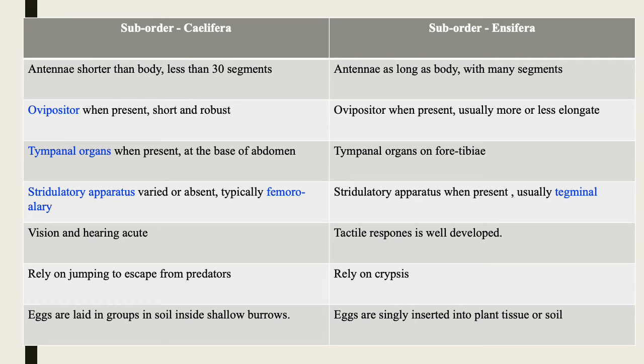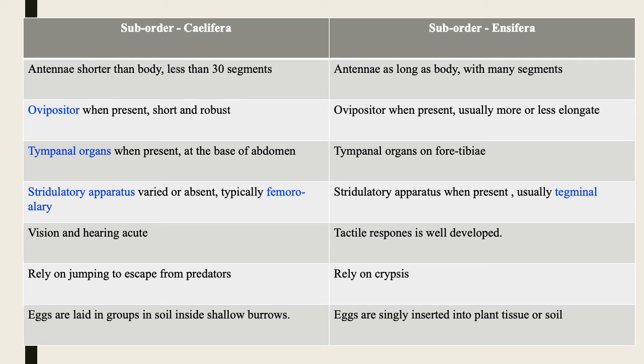In Coelifera, the ovipositor, when present, is short and round, whereas the ovipositor, when present in Ensiphera, is usually more or less elongate. Now here you should know what an ovipositor is. Ovipositor is a tubular structure that is used for laying eggs. The ovipositor is attached to the abdomen of insects and the eggs pass down this tube.